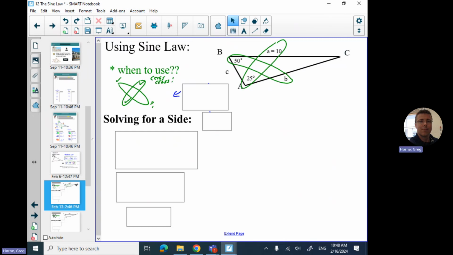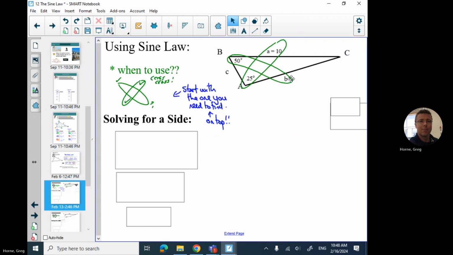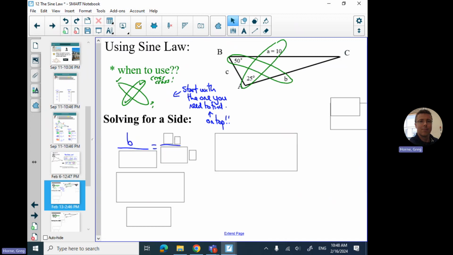Okay. So what I'm going to show you, of course, is to start with the one that you want to find and start with it on top. So it's going to be easy to solve for. Okay. So that'll look like this to start out with, where we got the B. And then it should be pretty obvious at this point, the B is on the top. So sine of B is in the bottom.